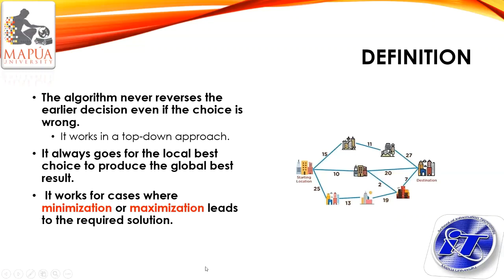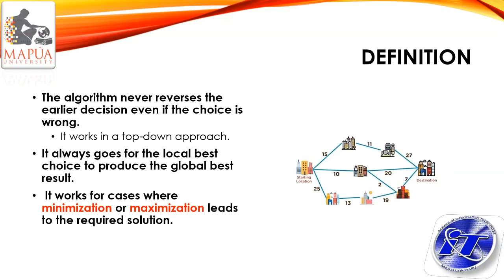Also, a greedy algorithm never reverses its earlier decisions. It never goes back. For example, if it chooses this city, which has a distance of 10, but when you go to this destination, you find out the distance is too large compared with the other cities, you cannot go back to city 1 and traverse with the other cities. You're going to stick with what you have chosen in the first place. So it never goes back.